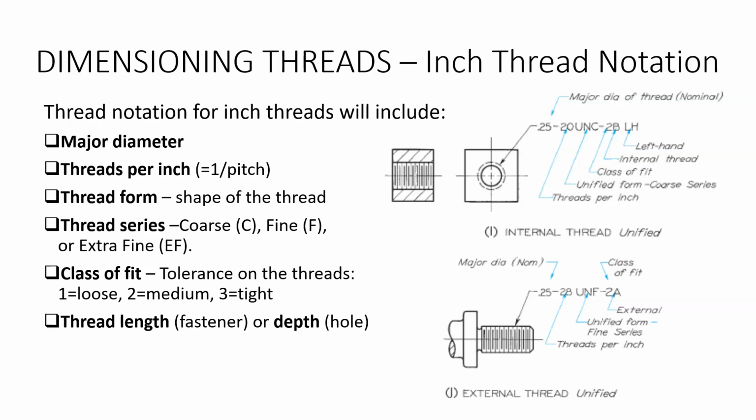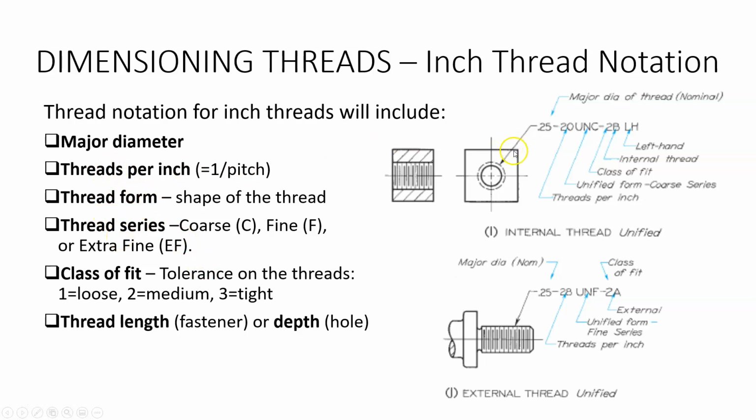The other factor that we have to consider is how we apply a dimension notation to the threads. There are 2 formats for that: an inch notation and a metric notation. For an inch notation, you're going to need to know these 6 factors: the major diameter, the number of threads per inch, the thread form, thread series, class of fit, and thread length or depth. The good news is all of these are given, or you can find them in tables.